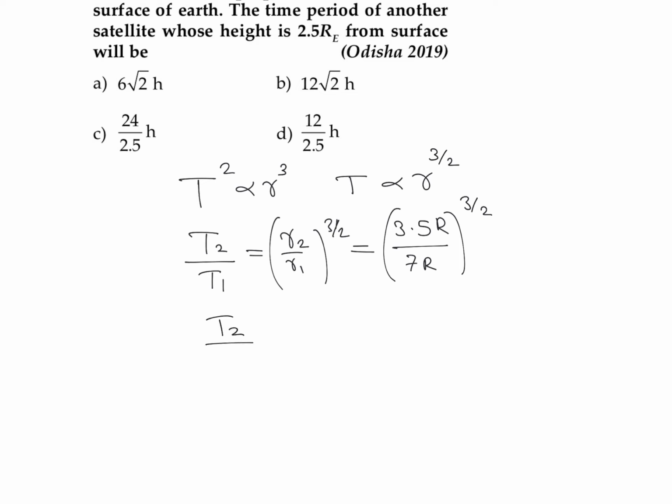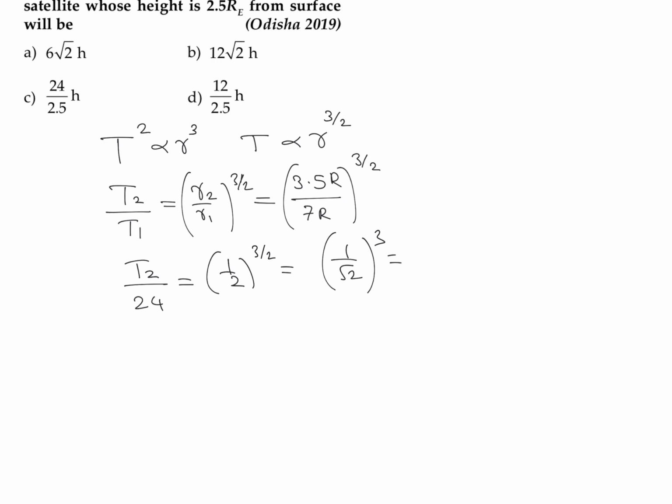So you can write the value of T2 divided by T1, which is 24 hours, is equal to 3.5 by 7, which is nothing but 1 divided by 2, raised to 3 divided by 2. Or you can write this as 1 divided by root 2, because raised to 1 by 2 means root, raised to 3. So we can write this as 1 divided by root 2 into root 2 into root 2. Root 2 into root 2 is nothing but 2. So this is 1 by 2 root 2, the value of T2 divided by 24.